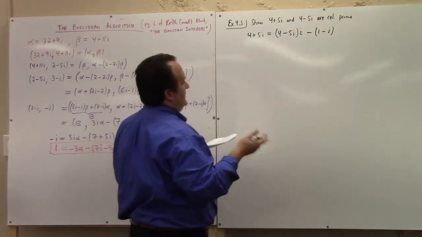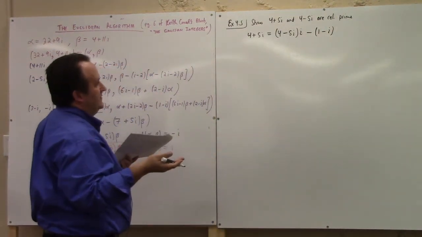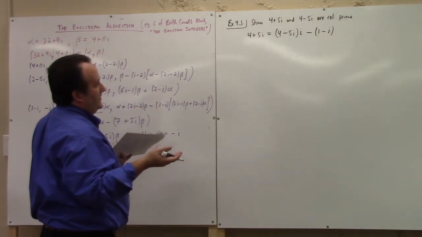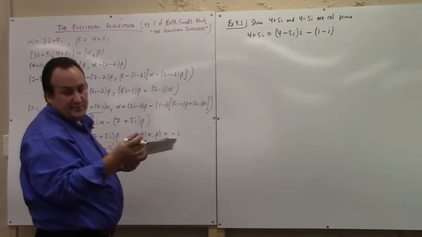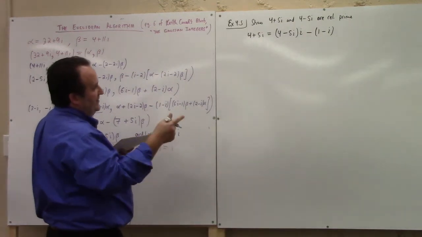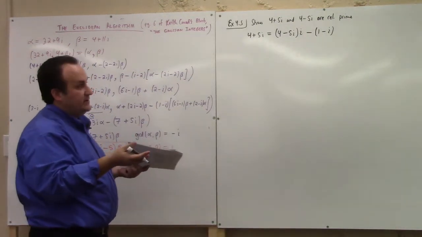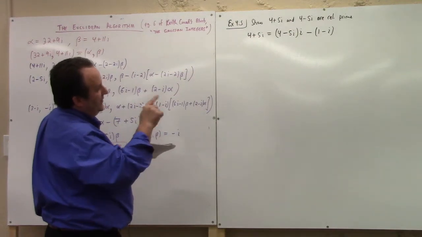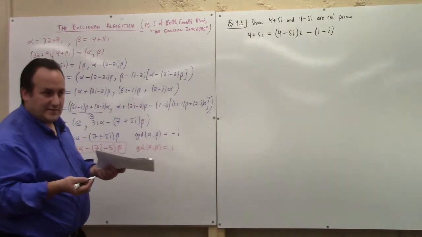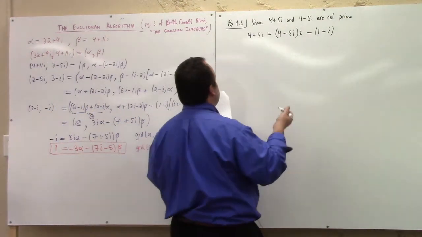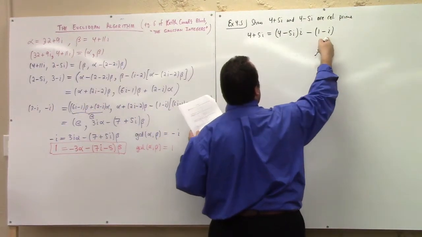And you can check that out, if that's reasonable, right? You're going to get a 5 from the first product because you get minus 5 times minus 1, right? And then you're subtracting 1, so you get 4. 4 equals 4, good. And we also get 4I from the first term, and we get a plus I from the last one, so you get 5I, right? So it checks.